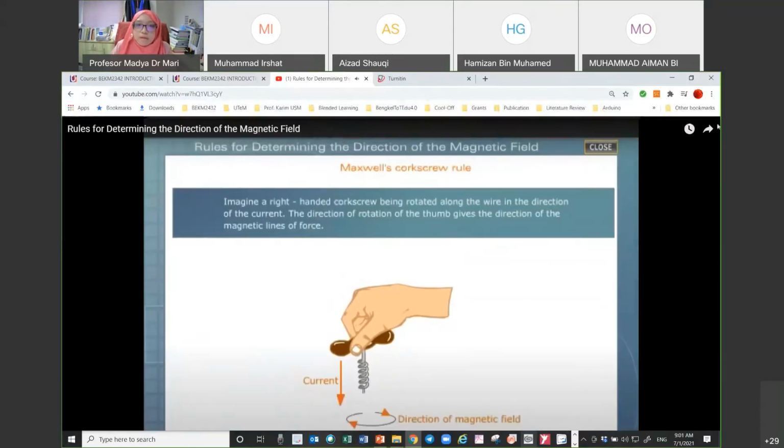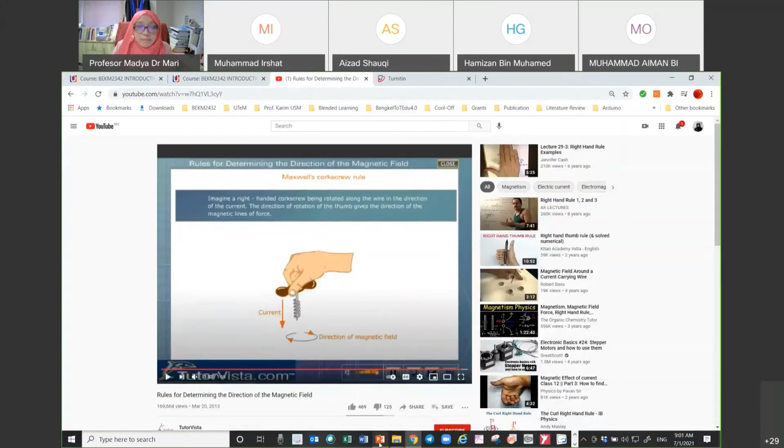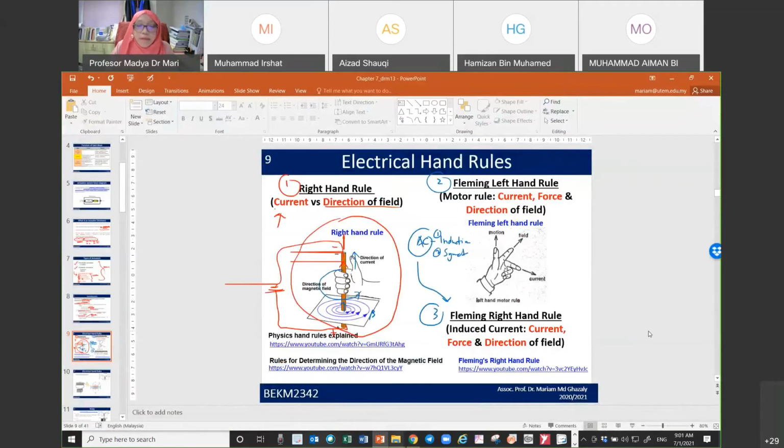Okay, so that one is a simple explanation on the right hand rule, but basically we are using the right hand rule on the Maxwell screw rule. For those BKG students, later on they are going to take another subject which is electromagnetic theory. So it's more on the feel, how they feel and so on.